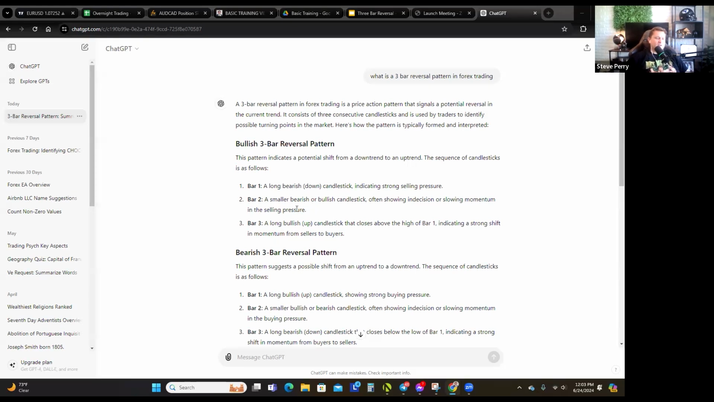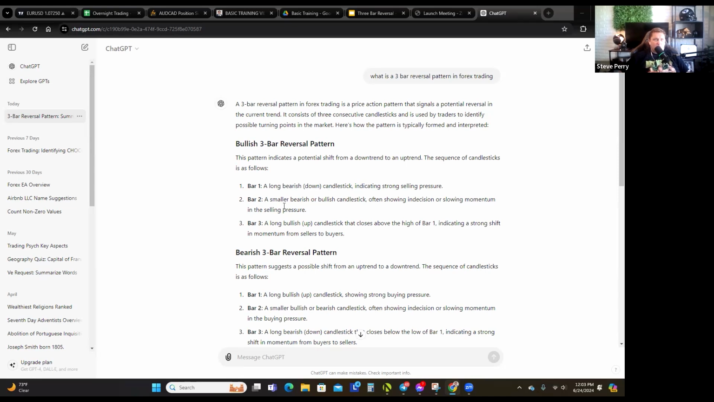Let's go through that a little bit slowly. First, bar one, a long bearish candle down, indicating strong selling pressure. For me, it doesn't necessarily have to be that way. I would just be looking for some kind of bearish candle. The AI and neither myself are going to tell you this, but you don't necessarily need a perfectly downwards candle. It can just be, like they're saying, a strong downward candle. That means the market's going down in bar one.